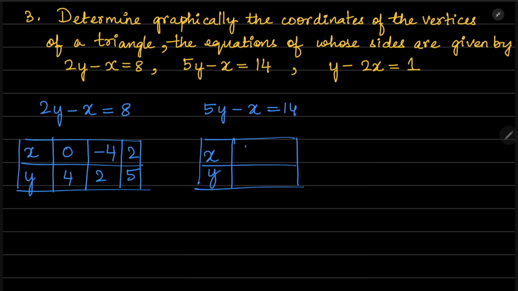First of all, if x is 1, what will your y be? So 5y minus 1 equal to 14, 5y equal to 15, y equal to 3. So y is equal to 3.